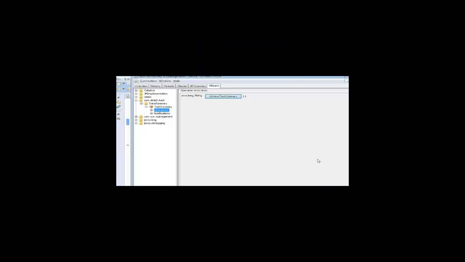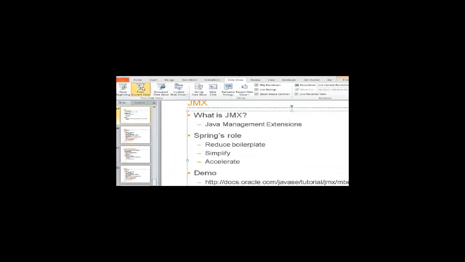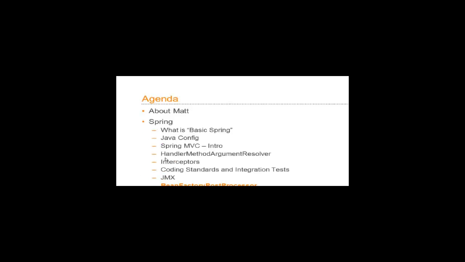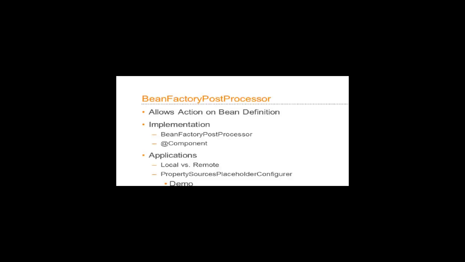All right, I've got two last quicker topics that I wanted to show. One is the Bean factory post-processor. We don't use Bean post-processors very much, but I don't think I can mention a Bean factory post-processor without at least explaining the difference between the two. The Bean factory post-processor allows you to take an action on a Bean definition, which is starkly different than the thing I'll talk about next.